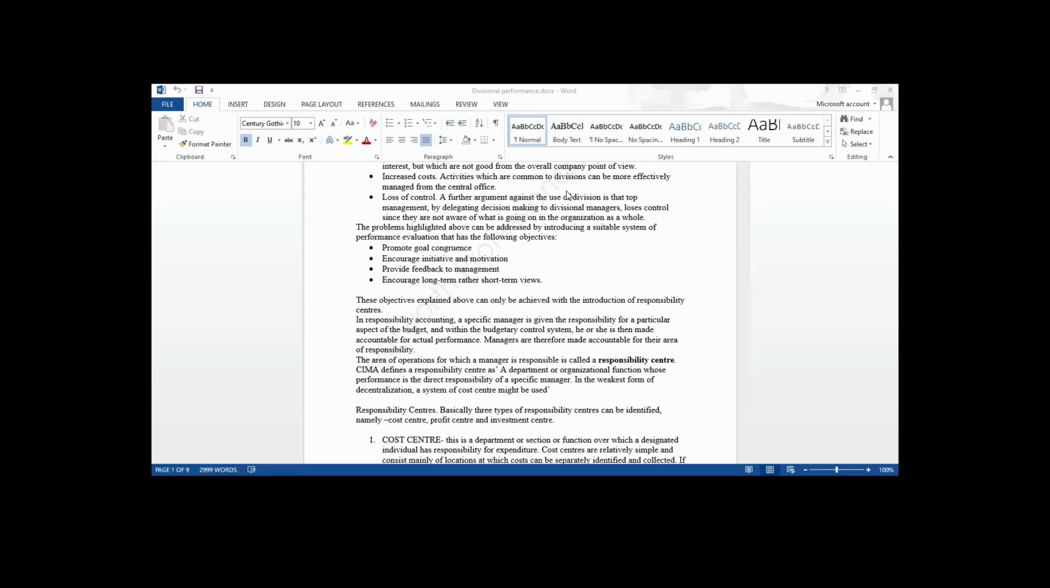All right. The objectives we have explained above can only be achieved where there are responsibility centers. We have responsibility centers, we have responsibility accounting. We are going to define the two and bring out the difference.